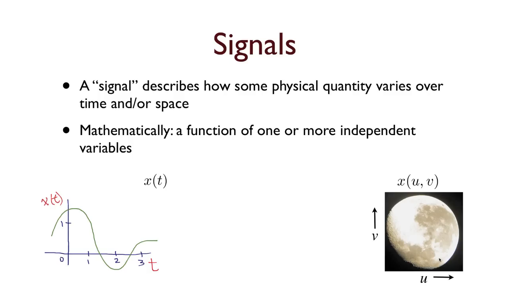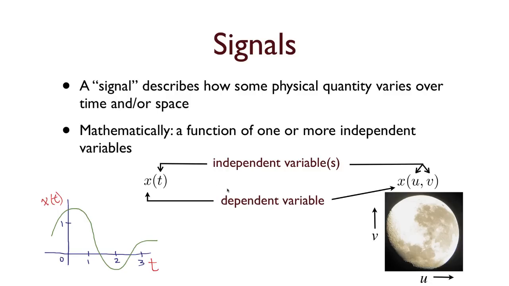Well, mathematically, we can describe signals as functions. And they'll be a function of one or more independent variables. We have multiple independent variables in cases where we have a signal that's defined over space, such as here u and v, and if we were to add movie, then we'd have spatial position as well as time. So you can get more than one independent variable. In this case, t on the left or u and v on the right are defined as the independent variables, and then x is the dependent variable because the value for x depends on where the independent variables are chosen.